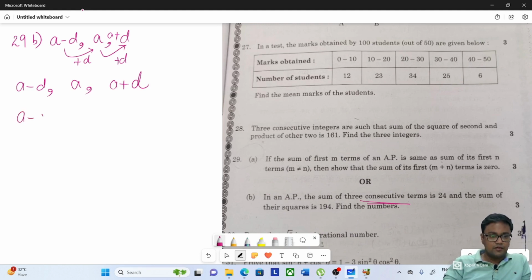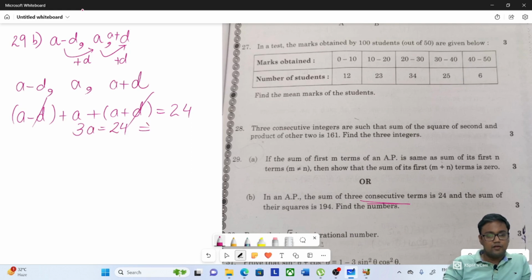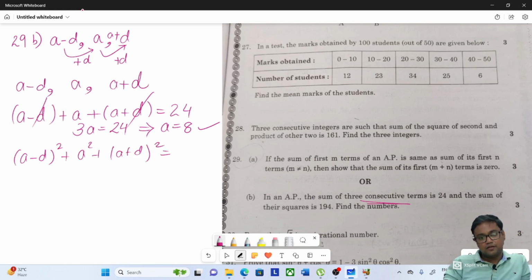So if we take the sum of all of these, children, the sum of all of these comes to 24. You can cancel out, so 3a is 24 and it gives you a as 8. And the sum of their squares, now we also have to take the sum of the squares of these, so we have to square all of them, and the sum of the squares gives you 194.